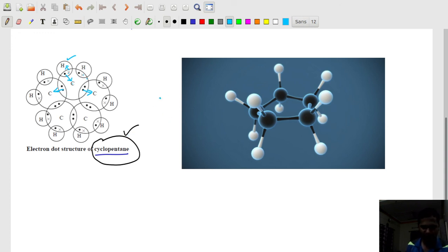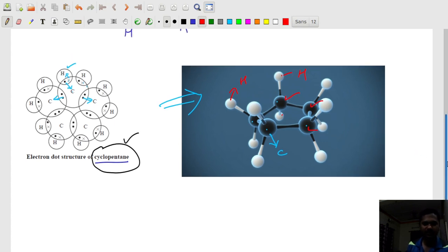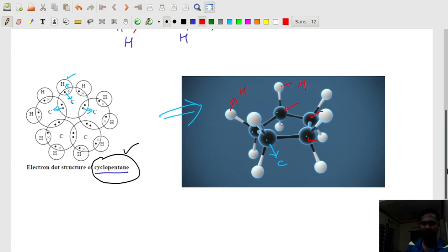If you want a better view, you can see this 3D diagram. These 5 are the carbon atoms, and these white balls are the hydrogen atoms. You will find 2 hydrogen atoms attached to each carbon. I hope I made you comfortable with the cyclopentane electron dot structure.